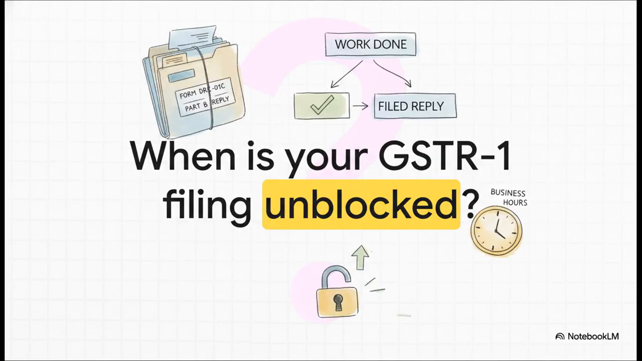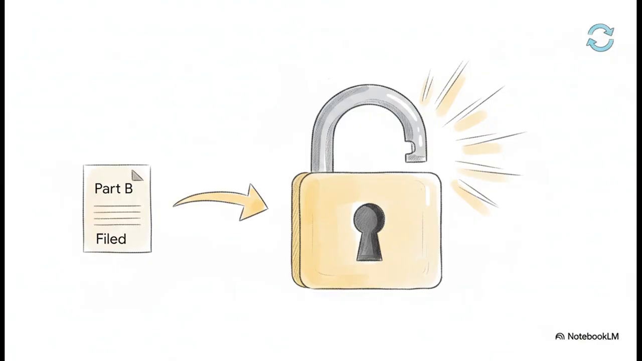All right, this is the big one, the question everybody really wants the answer to. You've done the work, you've submitted your reply in Part B, so how long do you have to wait to get back to filing? The answer is fantastic. It's immediate. The very moment you successfully file that Part B reply, the system is designed to automatically remove the block. You're good to go. Now, if for some reason it doesn't look like it worked, just try the classic tech support trick. Log out and log back in again. That almost always does the trick.